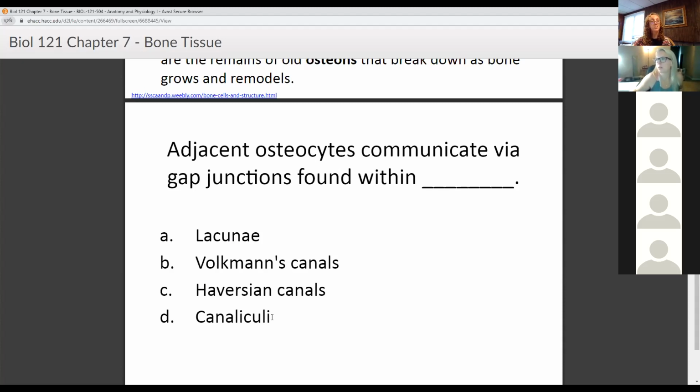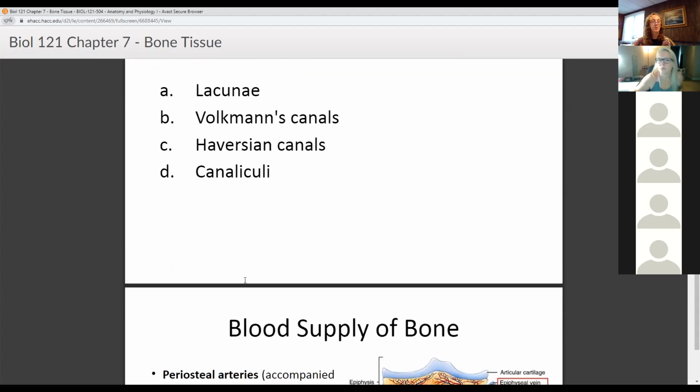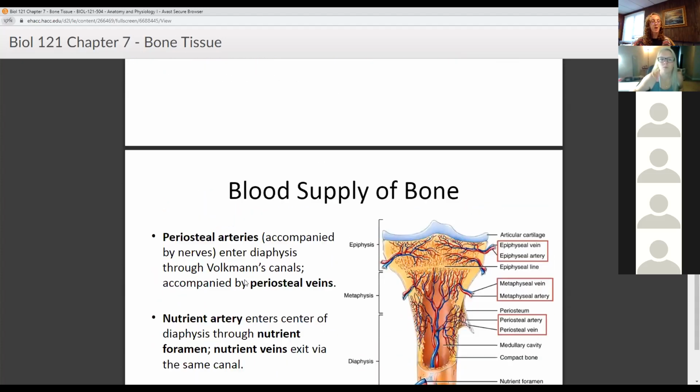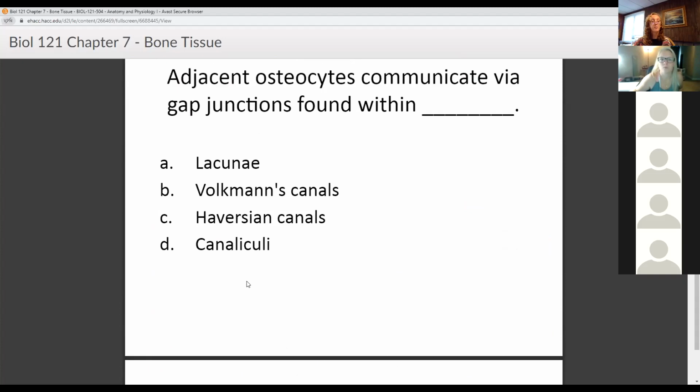This is also where the stress sensors are, because increased fluid amounts can stimulate osteocytes to become osteoblasts again. Any questions?